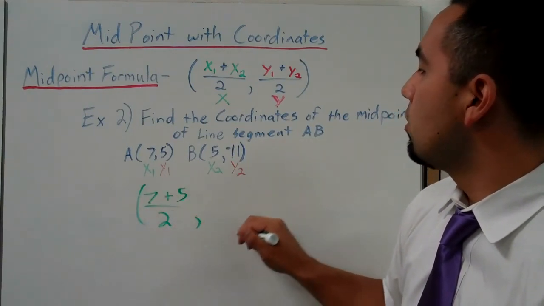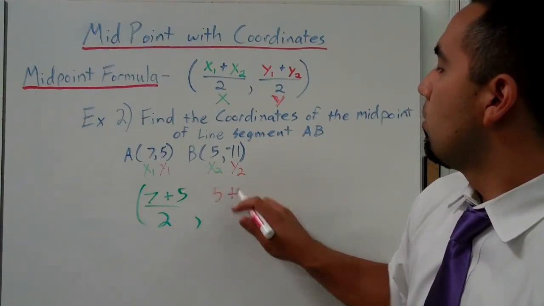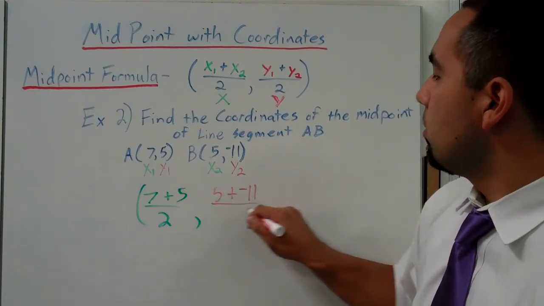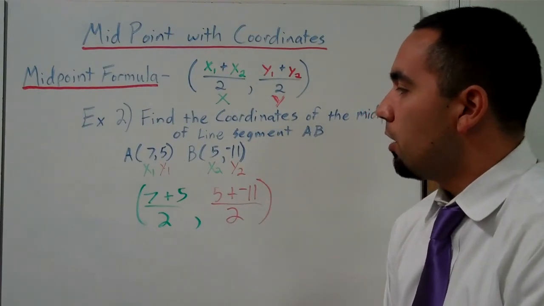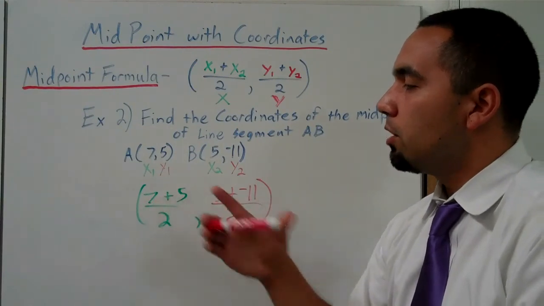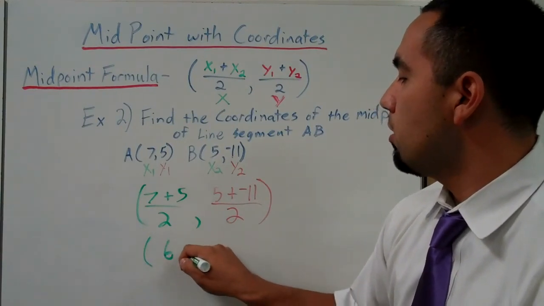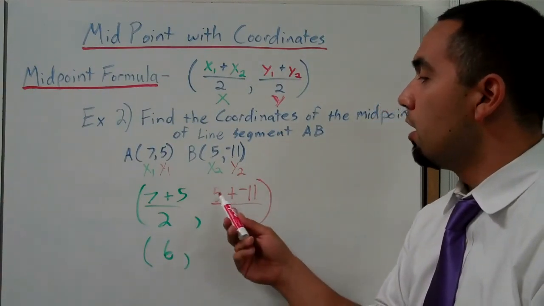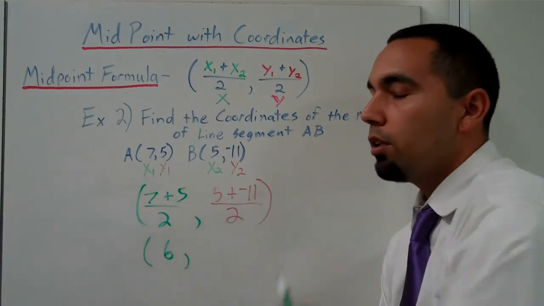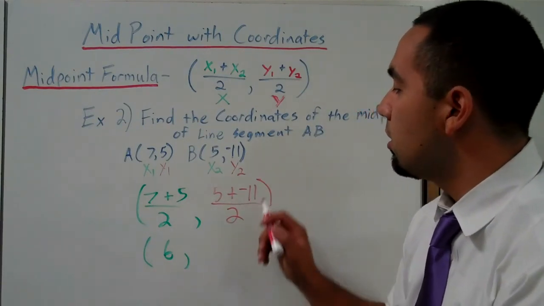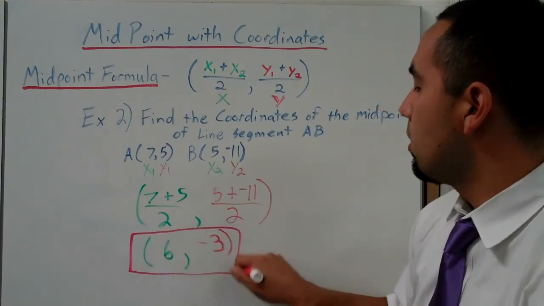And again, these are coordinates. And let's use red for the other one. 5 plus negative 11 over 2 for y. Again, if I do my math here, I'm just going to do it all in one step. 7 plus 5 is 12. 12 divided by 2, I get 6, right? And let's finish this up with the y. 5 plus negative 11, that's the same as negative 11 plus 5. We get negative 6. Negative 6 divided by 2, we get negative 3. And that is my answer right there.